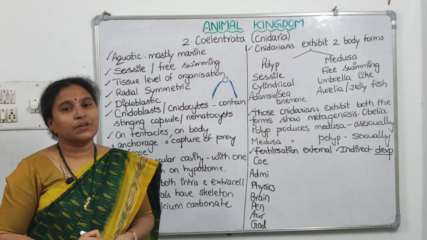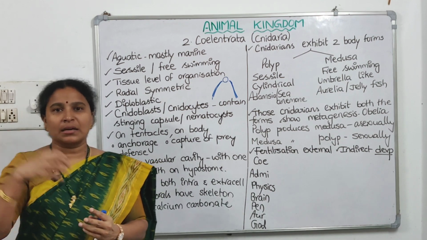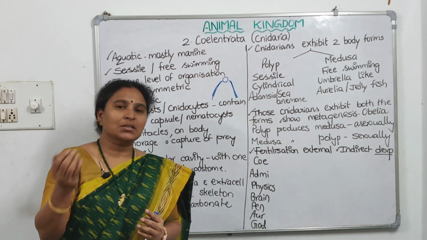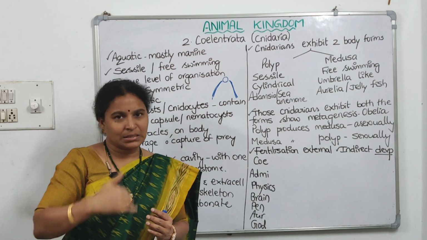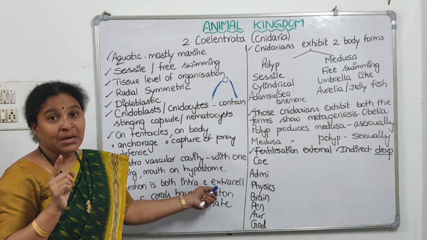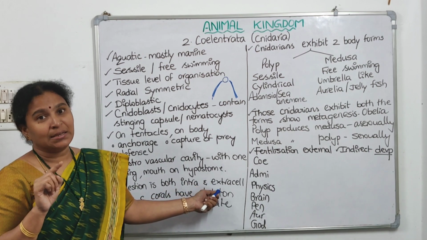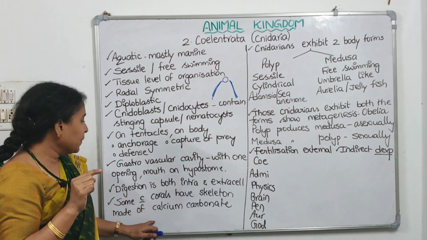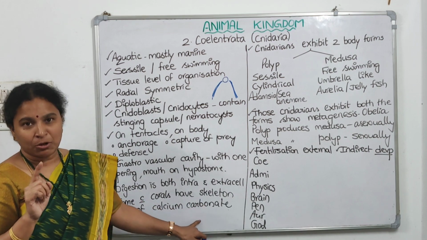Digestion for sponges, we told, is inside the cell, intracellular digestion. Here, first it is inside, then outside, meaning intracellular digestion and extracellular digestion. Both are there. Some cnidarians such as corals will have a skeleton, which is made up of calcium carbonate.